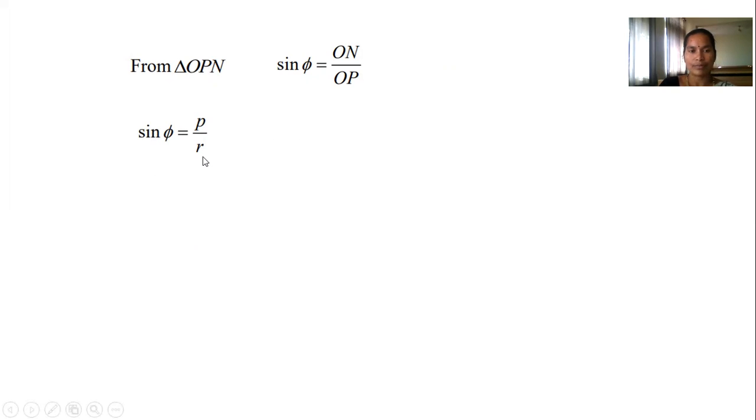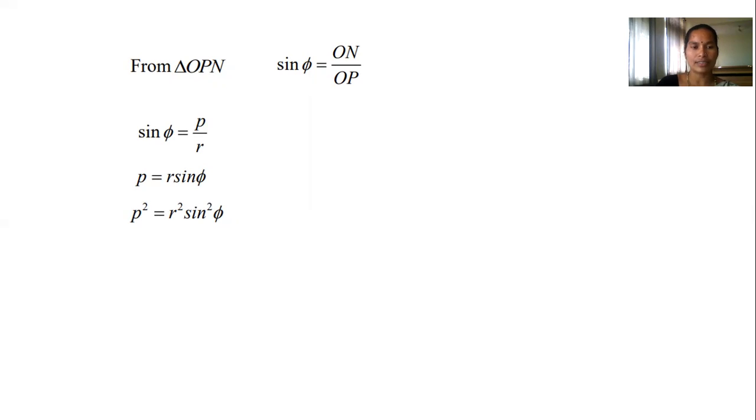Now we have to simplify this. If we cross multiply, we get p is equal to r sin phi. From this we define the length of perpendicular from the pole to the tangent. The next step is to square both sides of this equation, so p square is equal to r square sin square phi.